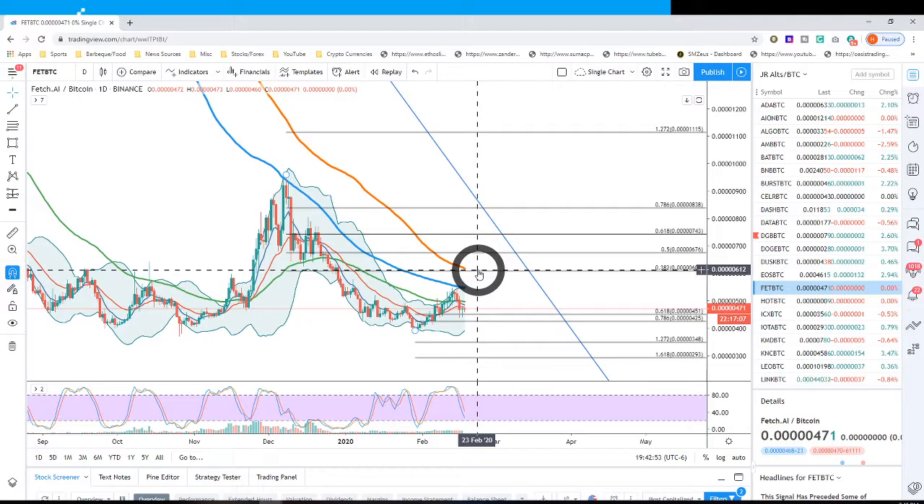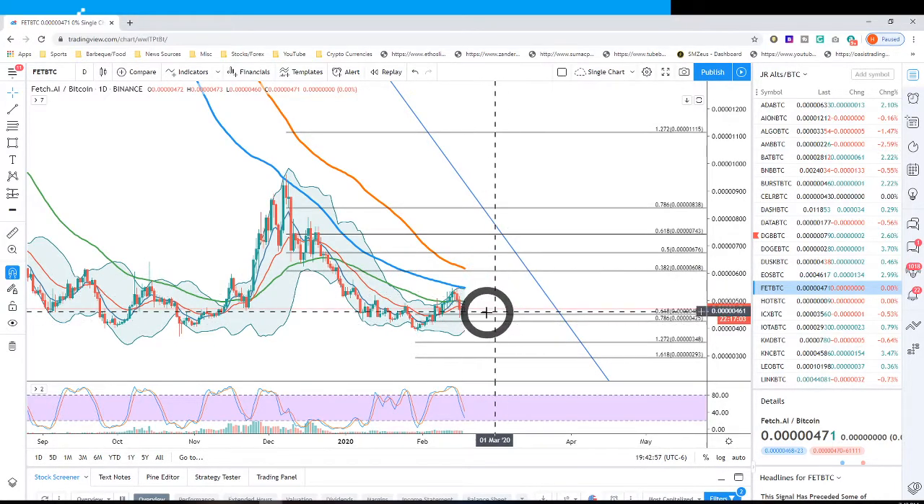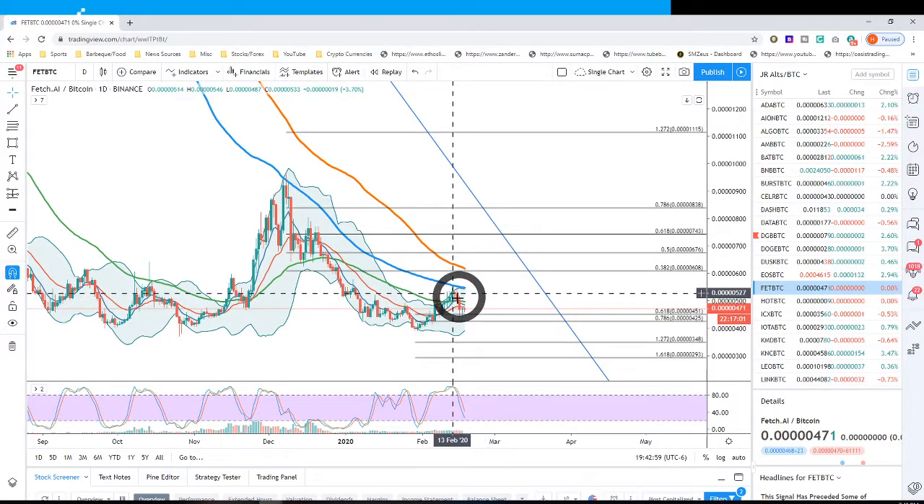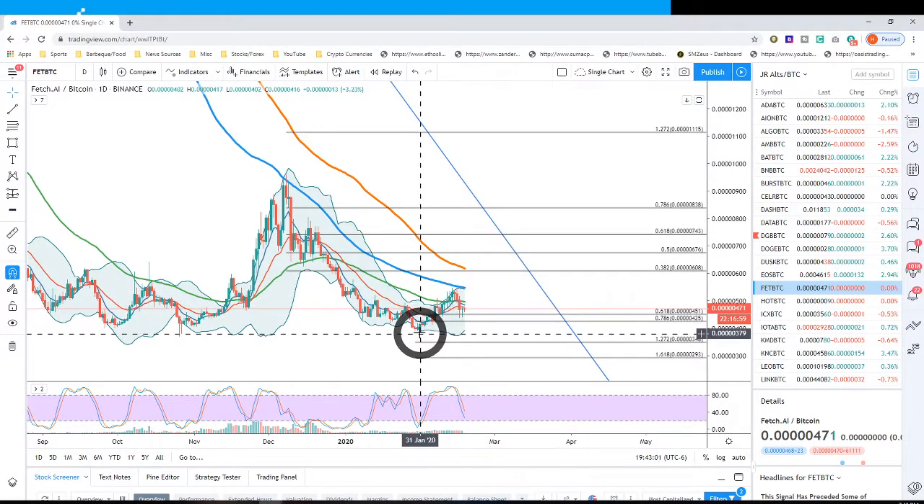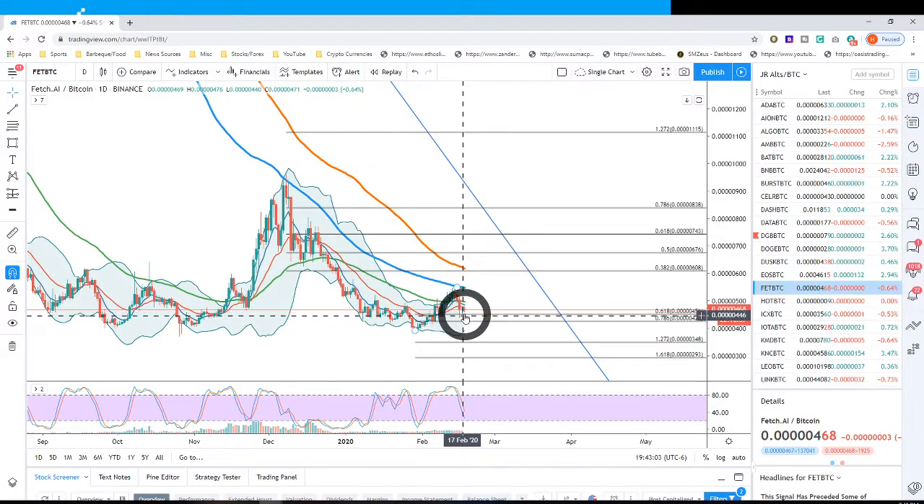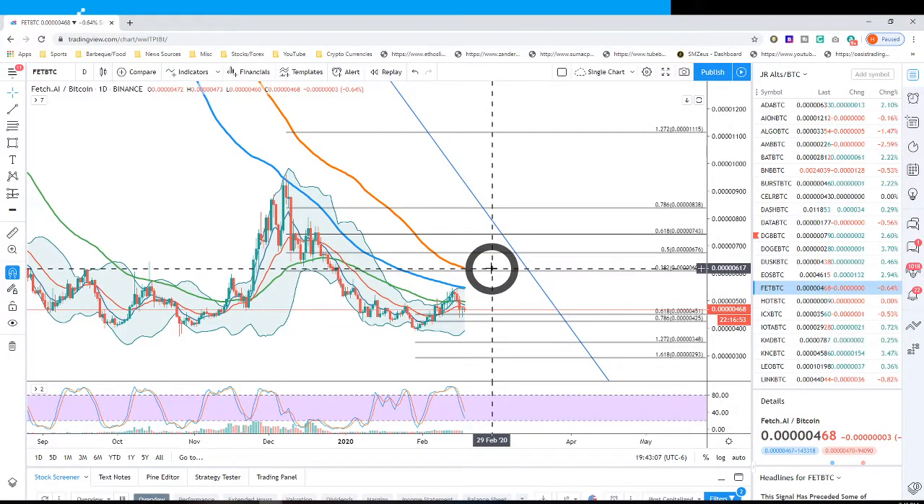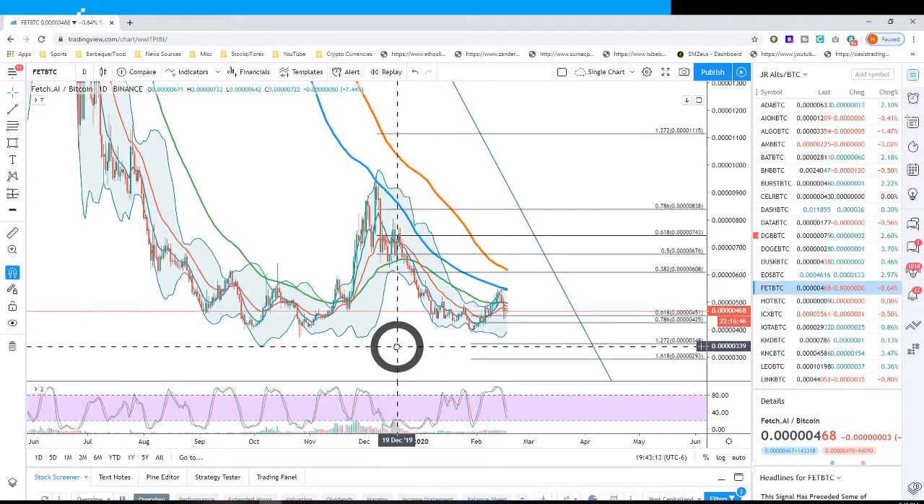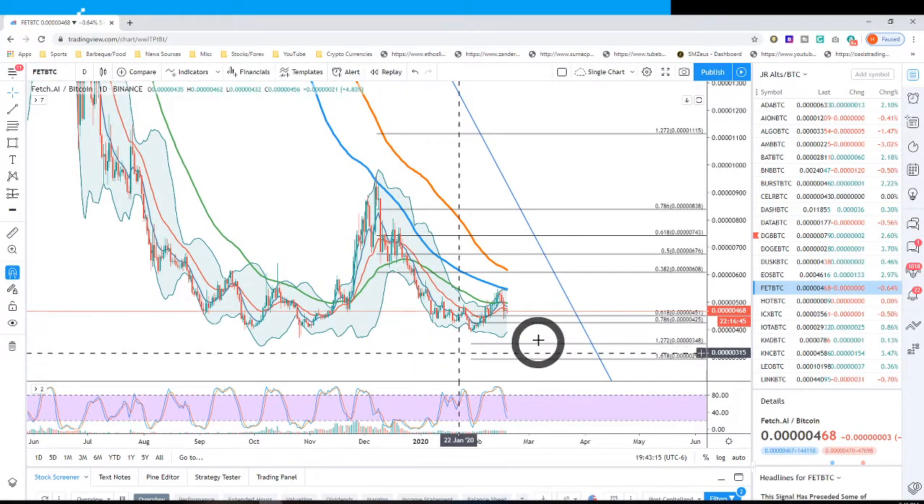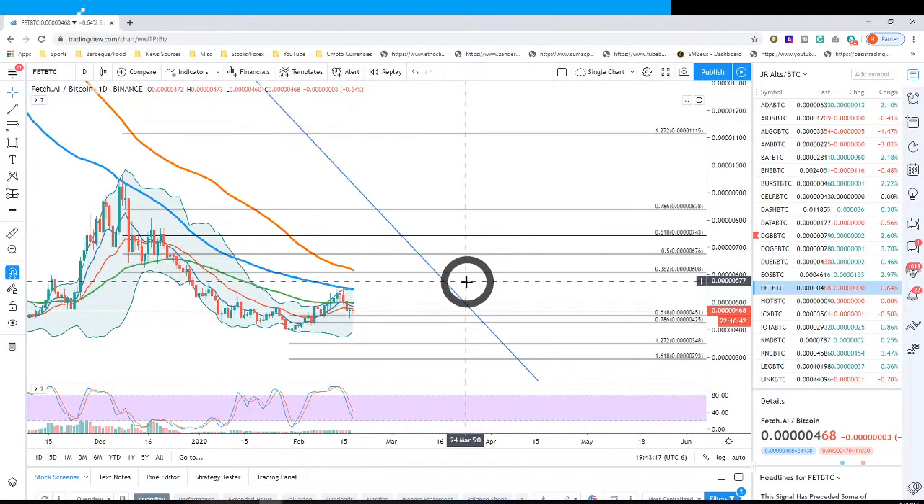So that's at 612, 600 area. So if this thing can just kind of hold together right in here, and make that a higher low, then you could get that move. So that's not a horrible chart. Not just horrible. Has a chance.